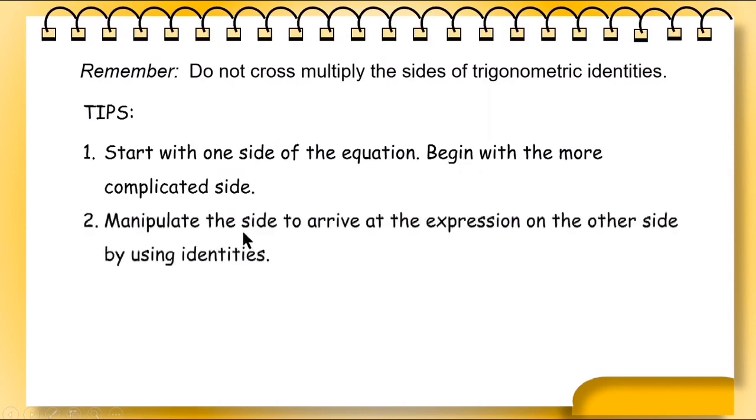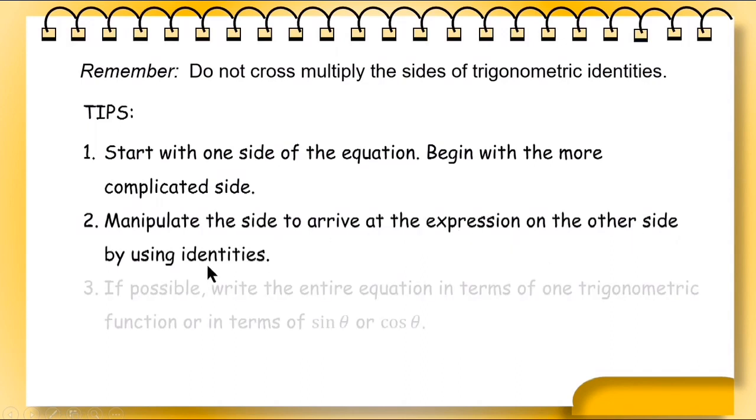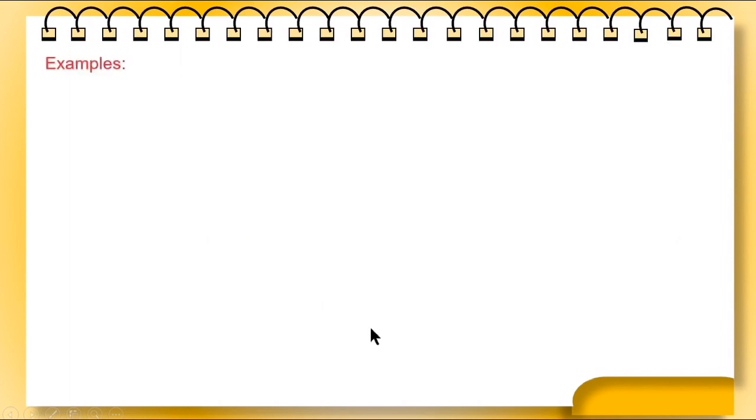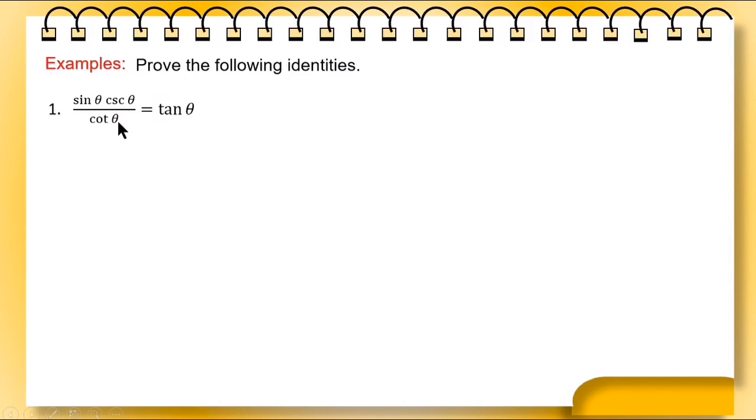2, manipulate this side to arrive at the expression on the other side by using identities. 3, if possible, write the entire equation in terms of one trigonometric function, or in terms of sine or cosine. This is the lowest term in trigonometric identities, if the equation is in sine or cosine. Examples. Prove the following identities. Number 1, sine theta times cosecant theta over cotangent theta is equal to tangent theta.